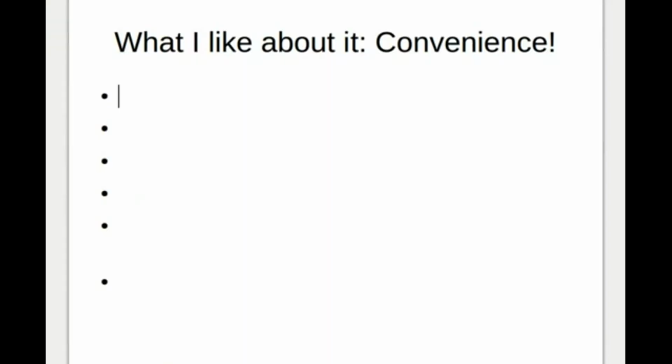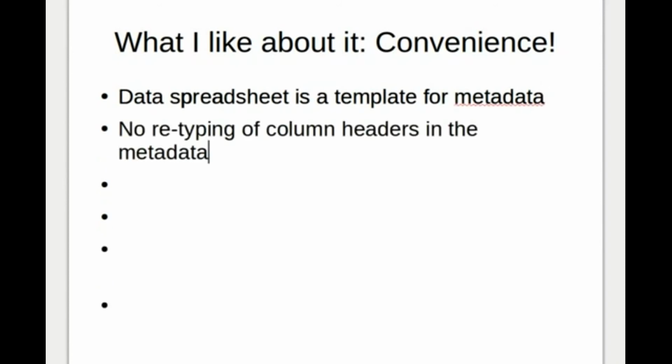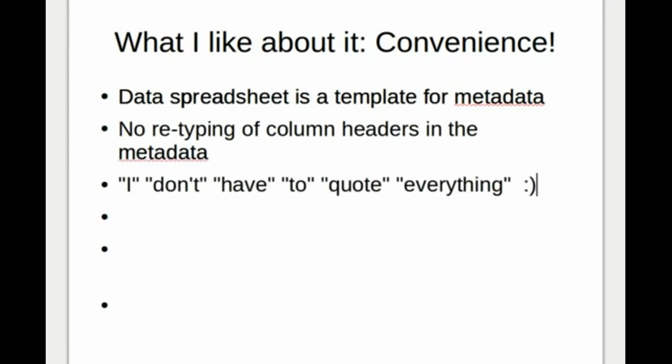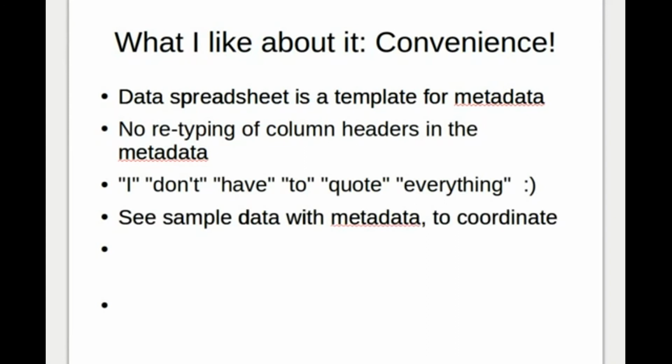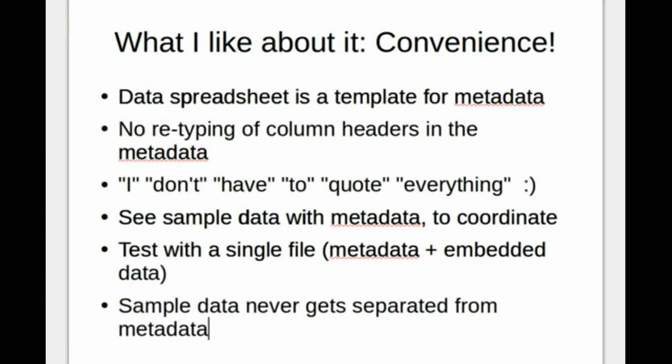What I like about this approach is the convenience. The data spreadsheet becomes a template for my metadata. I don't have to retype the column headers in the metadata, and I don't have to quote everything like I do in JSON. I can also see my sample data right with the metadata to coordinate them. And I can test with a single file using the embedded sample data, and the sample data never gets separated from the metadata.